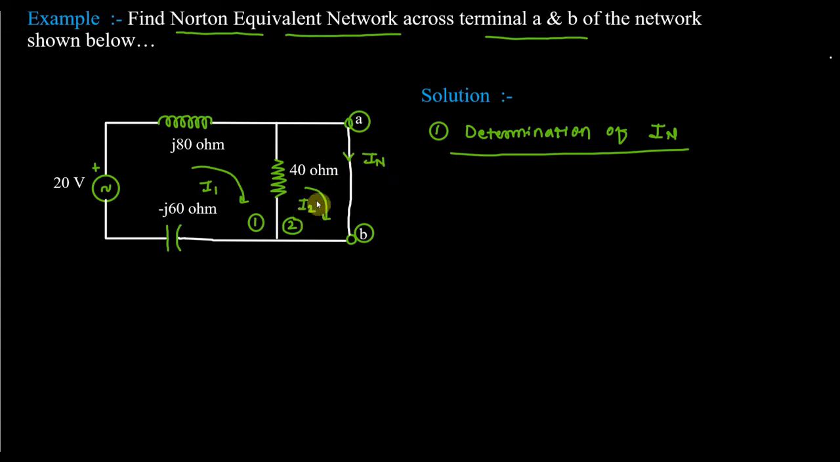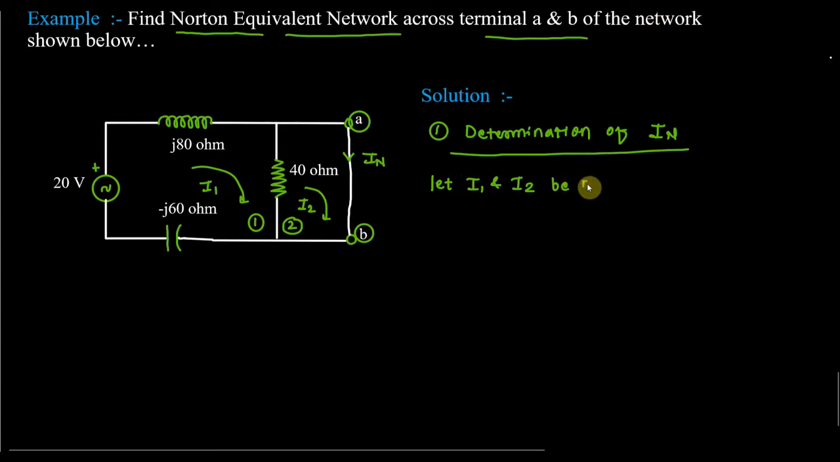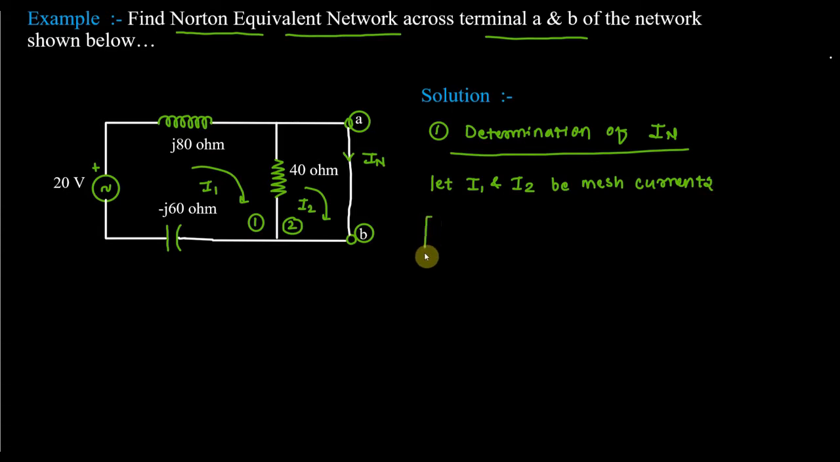So what is our aim? Our aim is to find I2. For that you will write the mesh matrices. Let I1 and I2 be the mesh currents. Now for this network, write down the matrices. The size of the matrix here is 2 by 2, as there are only two meshes, and we have two currents I1, I2. So this is your current matrix, and this should be equal to the voltage matrix.